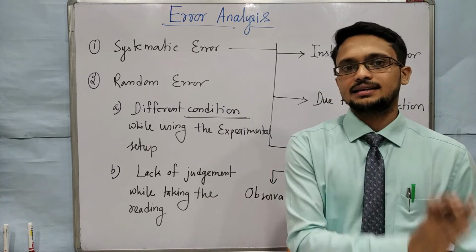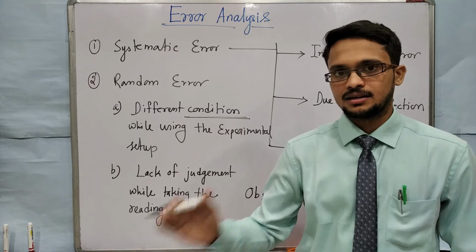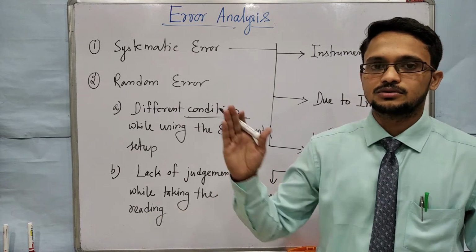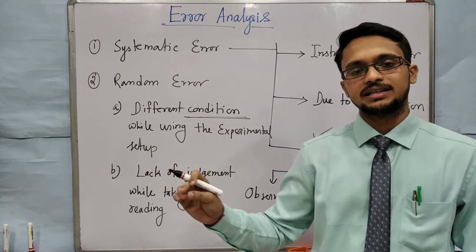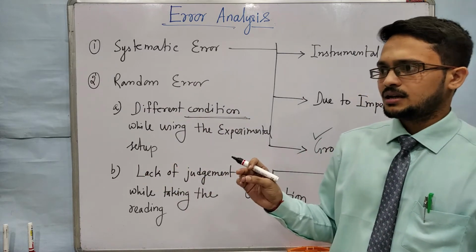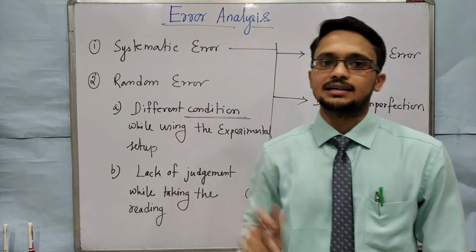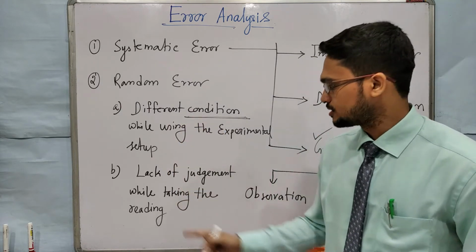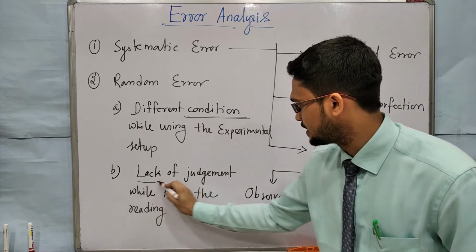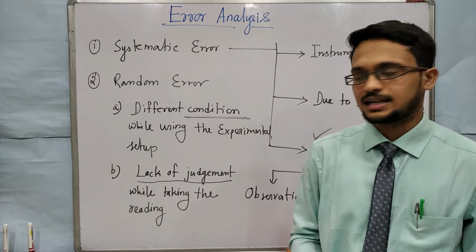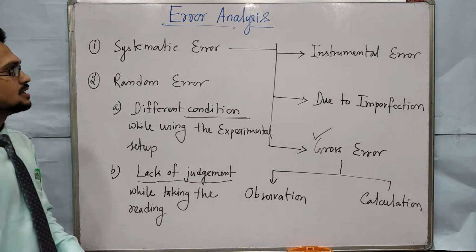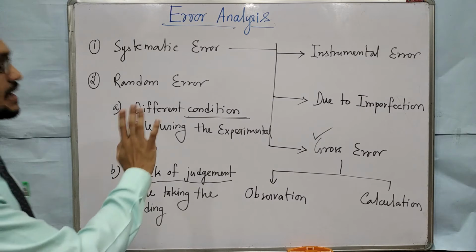One end is at 0, but at the other end there may be some imperfection. Suppose that other edge of the rod falls between two consecutive markings, then which marking will you take? That we don't know. So there lack of judgment comes. Understand? So these are the things for the introduction of error.